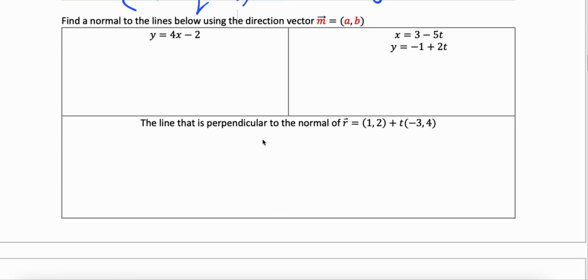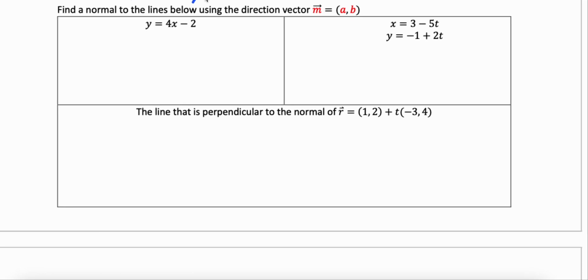If I wanted to find the normal vector to any of these lines below here, I need to remember that my direction vector is represented by the letter m. Think slope, right? And if I have an equation in slope-intercept form, I can identify the direction vector by just representing the slope. So maybe I'm going to go slope first. So the slope of this line is 4, but really it's 4 over 1, right? Where 4 is the rise and 1 is the run. So if I wanted to represent this as a direction vector, I would write this as 1, 4.